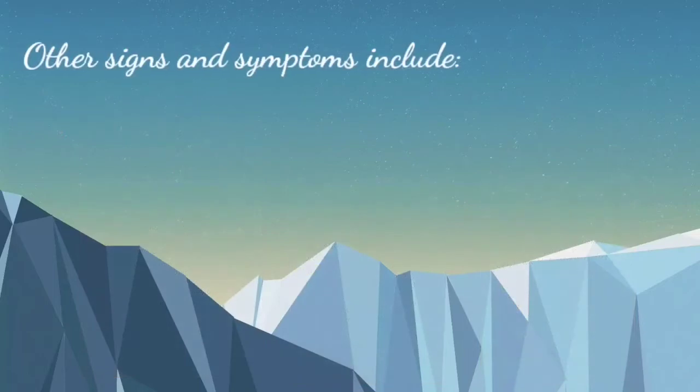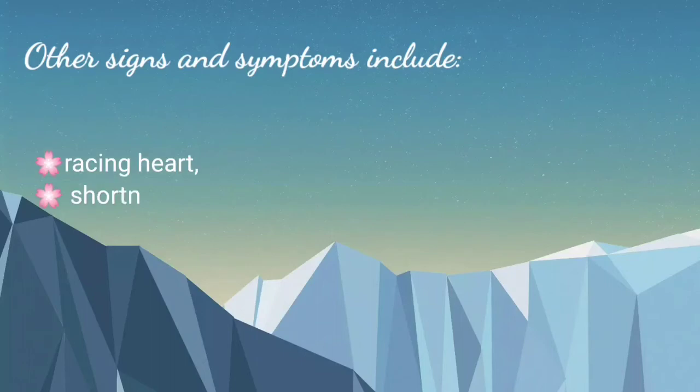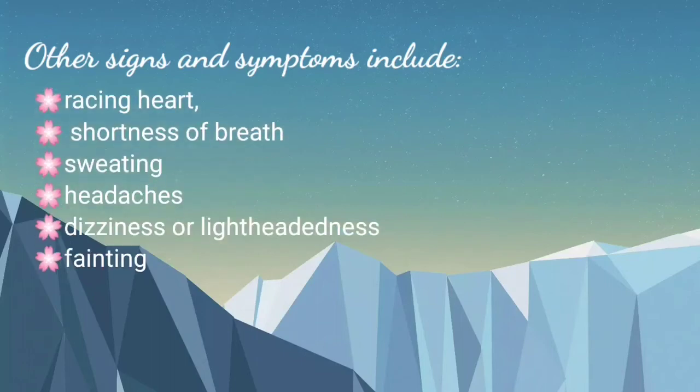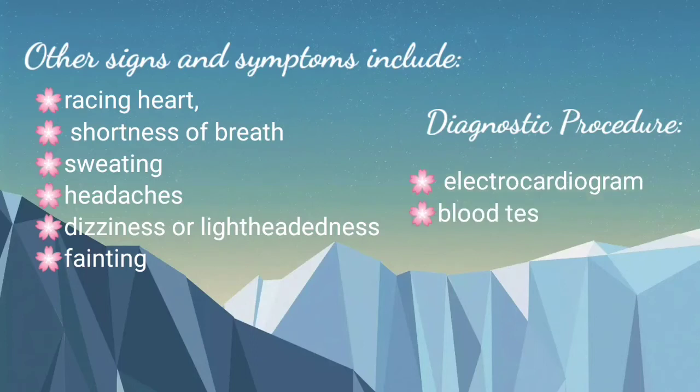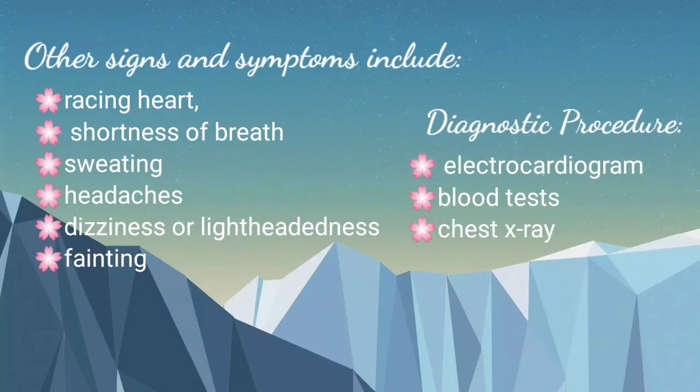Other signs and symptoms of non-paroxysmal junctional tachycardia include racing heart, shortness of breath, sweating, headache, dizziness or lightheadedness, and fainting. Diagnostic procedures or lab procedures include electrocardiogram, blood tests to check for conditions like heart disease, or chest X-ray for pictures of the lungs and heart.